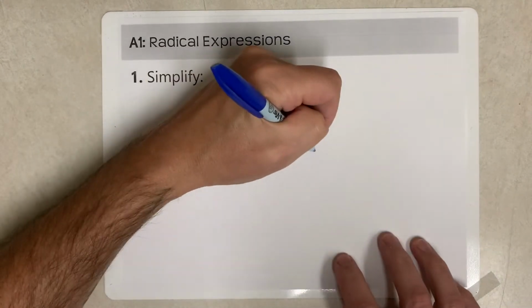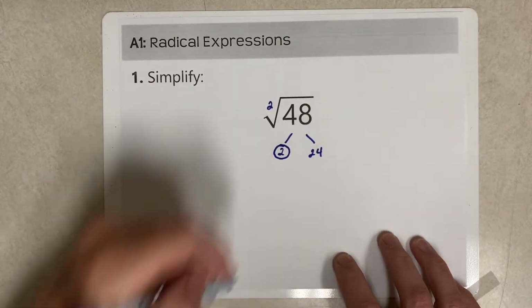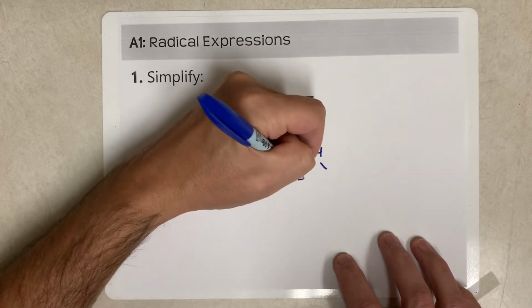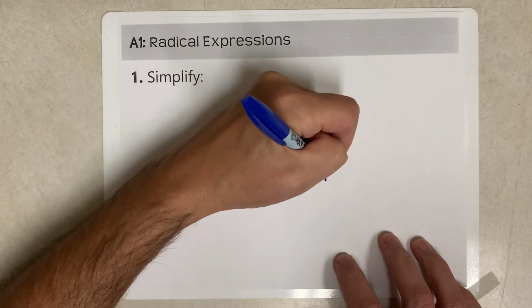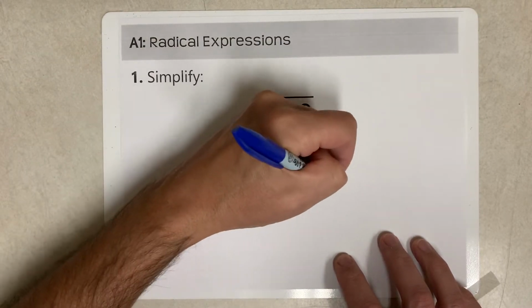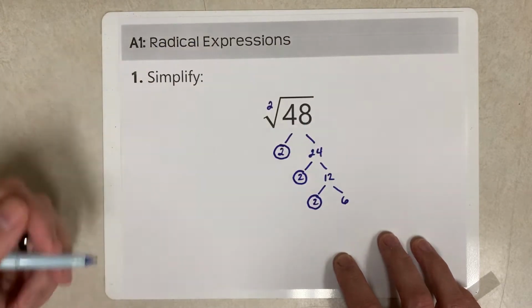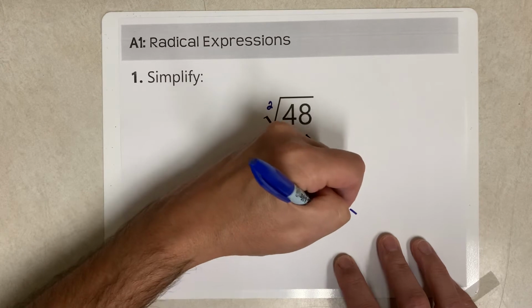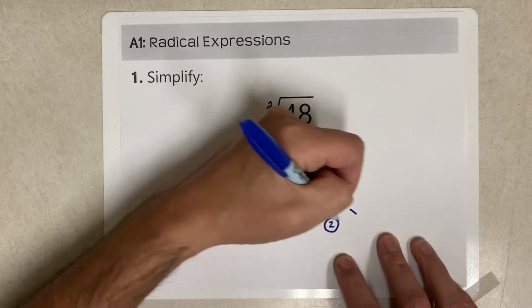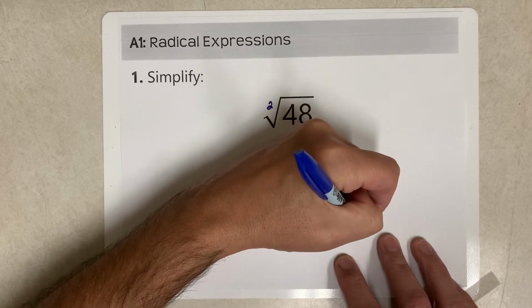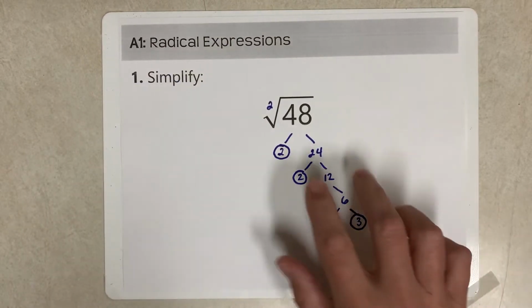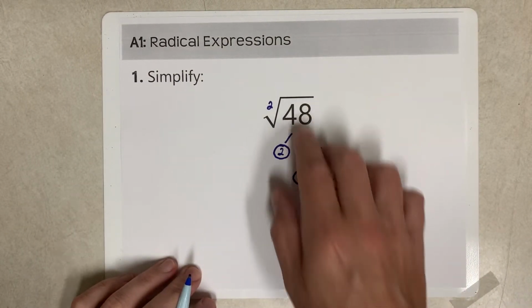2 times 24 is 48. 24 is also even, so times 2 again, that's 12. 12 is even, times 2 again, and that is 6, and 6 breaks down into 2 and 3. Any two numbers will work. It doesn't matter which ones you choose, as long as both of those numbers multiply to give the previous one.